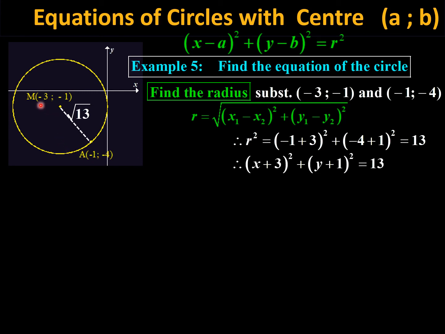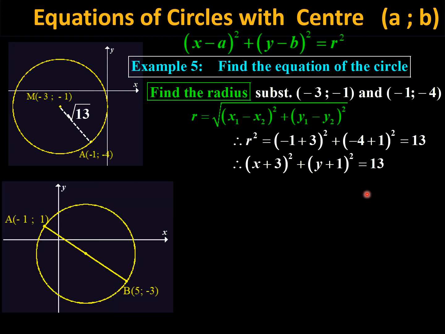We know the a value is -3, so that becomes +3. The b is -1, so that becomes +1. Watch out here. -3 becomes +3, -1 becomes +1. And there we already worked out r squared is 13, so there's the equation of that circle.